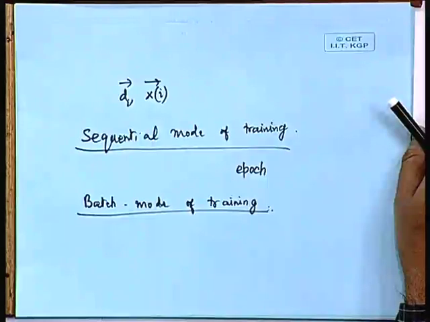Okay, fine. I don't have much time to continue this debate in this particular class. So in the next class, we will continue this debate and find out which one we are going to prefer between the sequential mode and batch mode, and under what conditions. And the second discussion we wanted to have is what the stopping criteria should be. So that we will do in the next class. Okay, thank you very much.